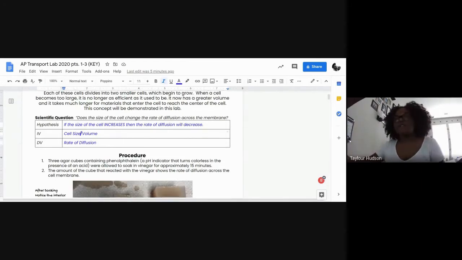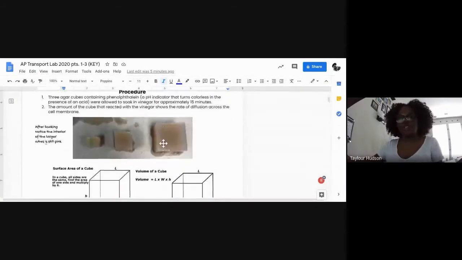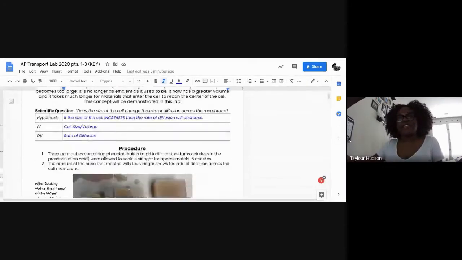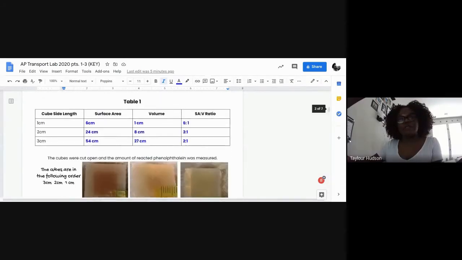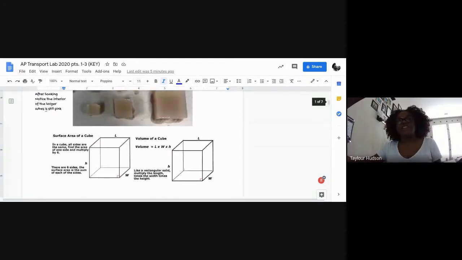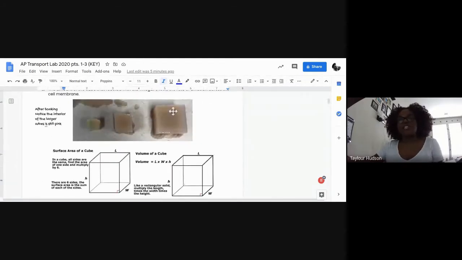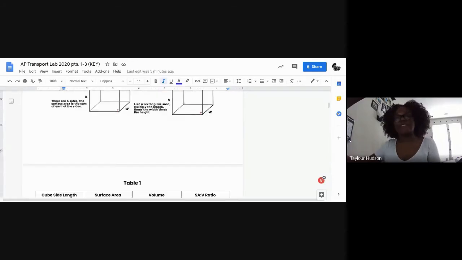Your independent variable would need to be cell size, and then your dependent variable would be the rate of diffusion. But here's where it gets a little bit tricky, because as you can see in this lab, there were the 3 agar cubes, and they're actually not that much bigger than each other. They're only 1 centimeter. What was it? Was it their length? They had a 1 centimeter length, a 2 centimeter length, and a 3 centimeter length. So they're very, very similar in size.